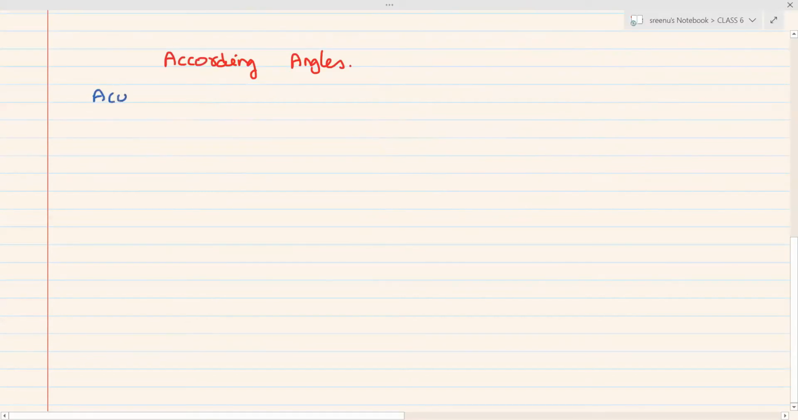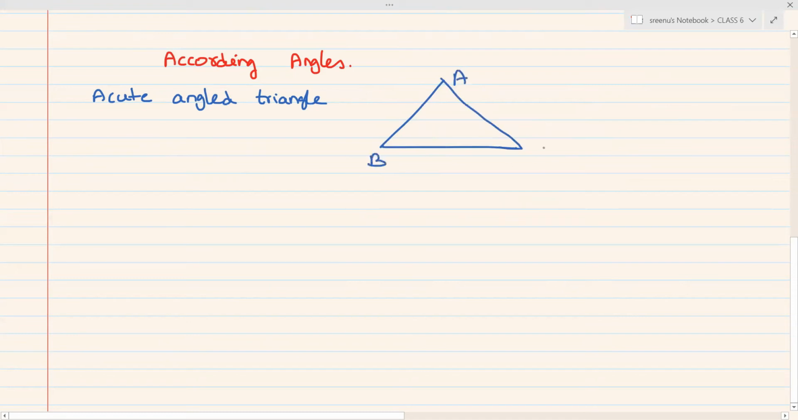So what is meant by acute angle triangle? Let's check now. Here I will take a triangle named ABC, and let us discuss the angles. We know that the sum of the angles is 180 degrees. Acute means the angle should be less than 90 degrees. We have discussed this in the previous topic, lines and angles. So each and every angle in a triangle should be an acute angle. Then it is called an acute angle triangle.